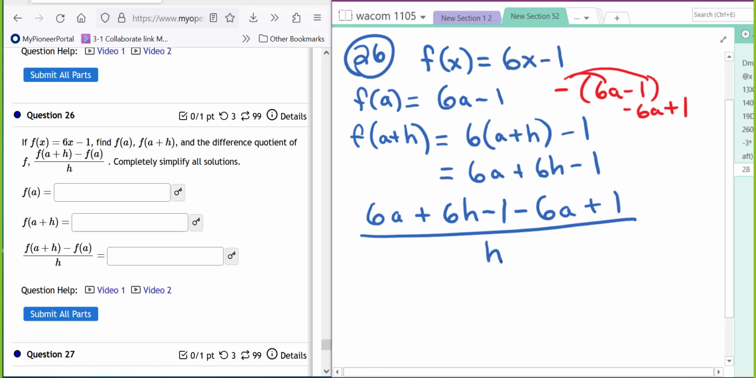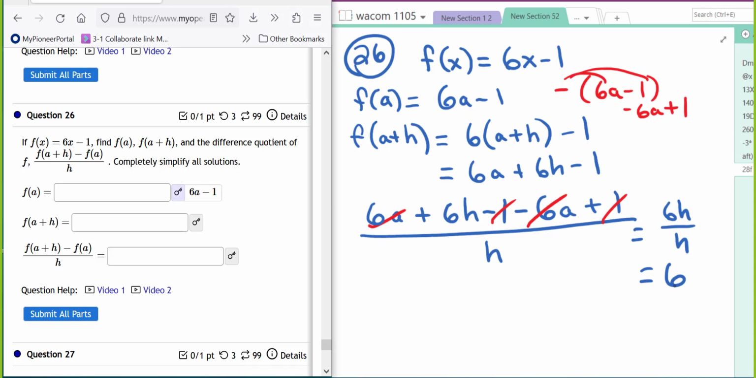Now, when you do these, you're going to get a bunch of canceling. So let's see what all cancels. The 6a and the 1s. So what we have left is 6h over h, which just equals 6. All right, and I didn't put any of these in, but we can just check. 6a minus 1, that's our f of a. And there we go. And this one, all you want is the simplified answer. So it's algebra. You do have to be really careful with them.